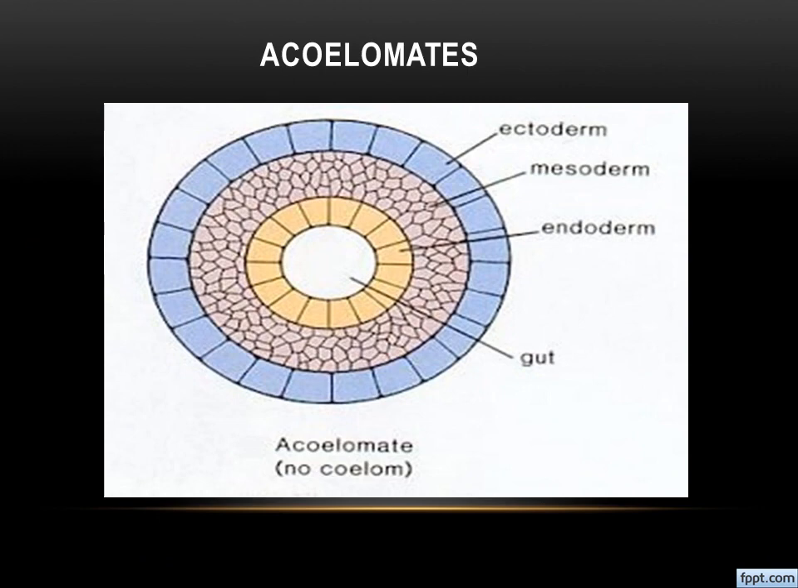So the first one is acoelomates. As we said, the embryo consists of three germinal layers. What are the three layers? Outer ectoderm, middle mesoderm, and the inner one is endoderm. Right? So from this mesodermal layer only this coelom will be formed. Here the outer ectoderm is there, middle mesoderm is there, and the innermost endoderm is there. In the center is a gut, in the sense the alimentary canal.